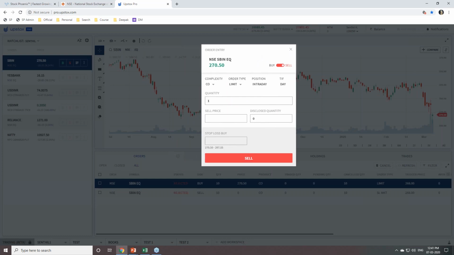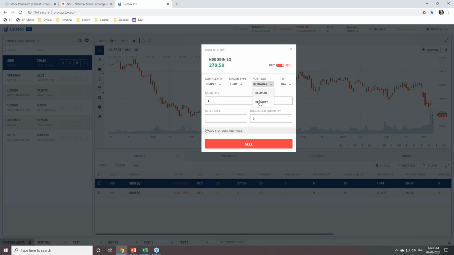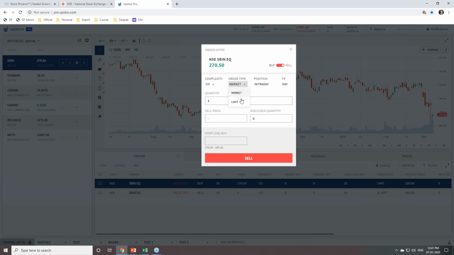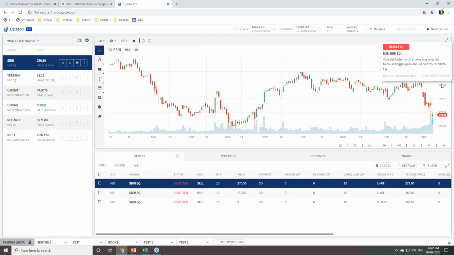If you want to do a short sell, again select intraday. For short selling, never ever do an open short sell. You should do it only in intraday mode, or else it will go for an auction. So simply, you can go for a cover order, a limit price, put the quantity, say 270.5. Now the stop loss will come on the upper side, 273, and sell. So this is how to place normal orders.